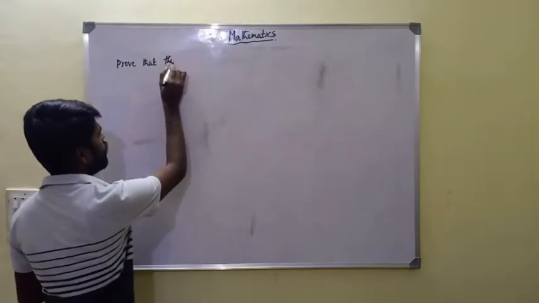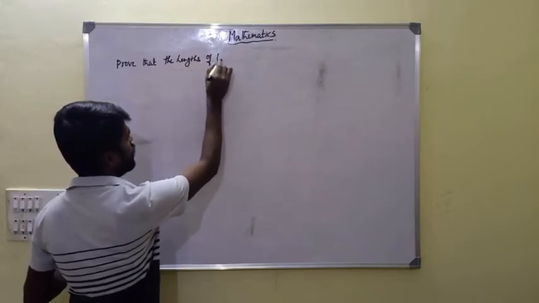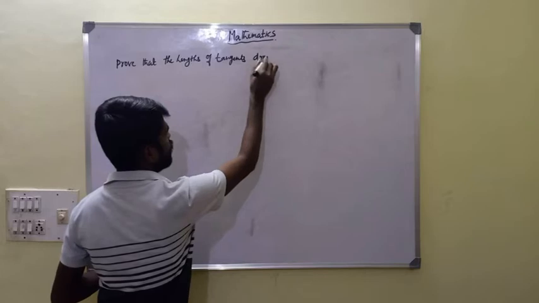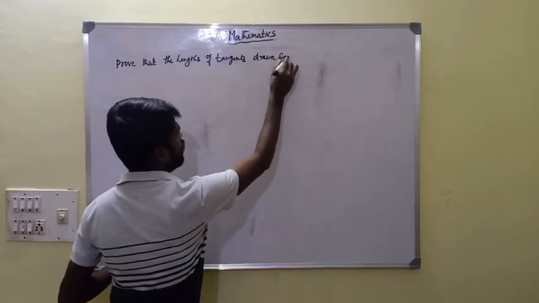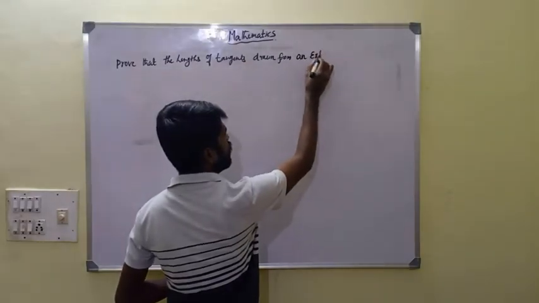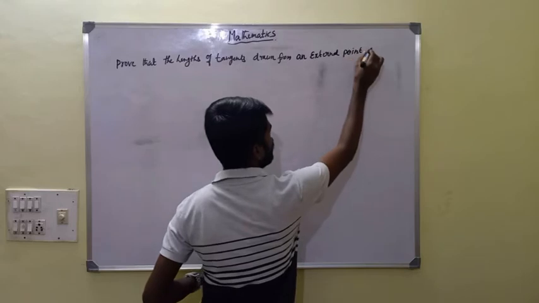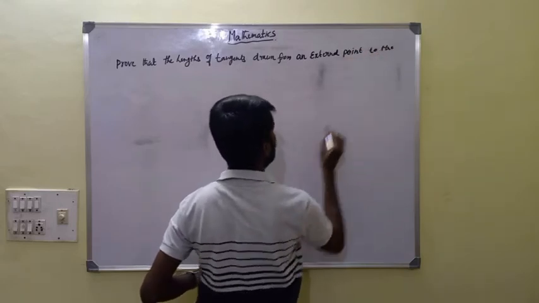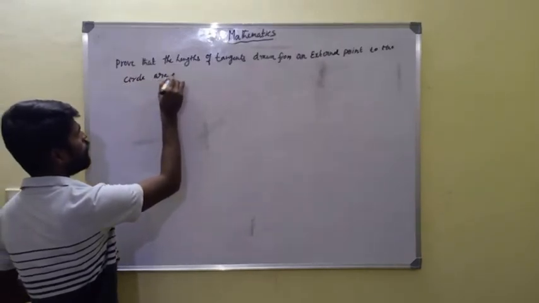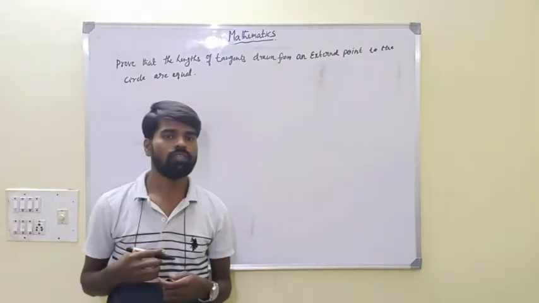The length of tangents drawn from an external point to the circle are equal. This is the theorem statement.